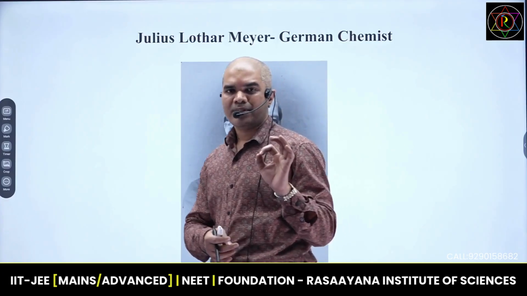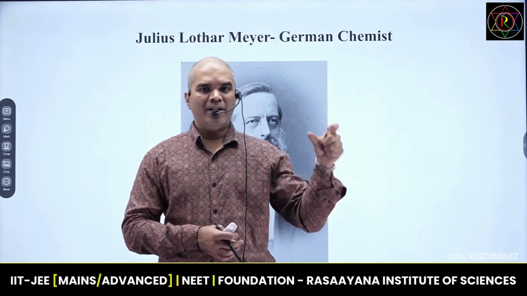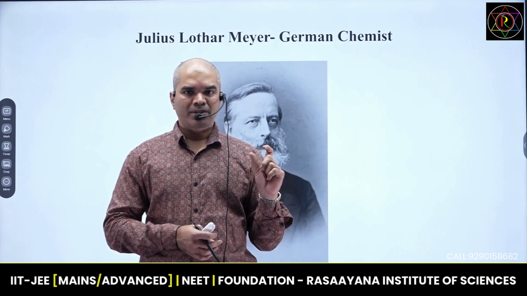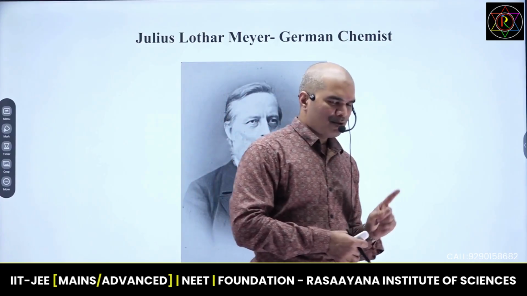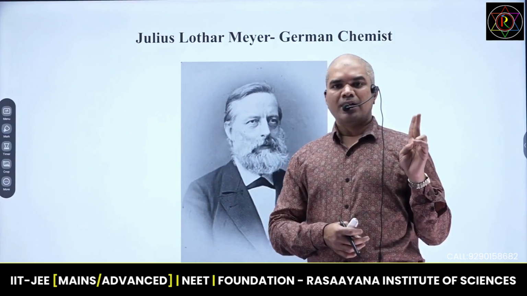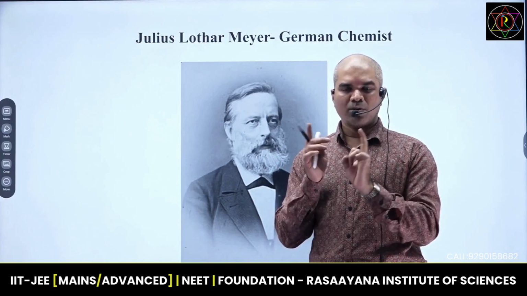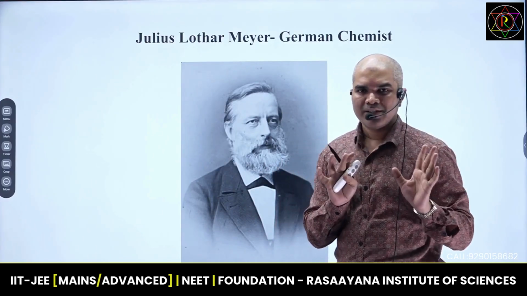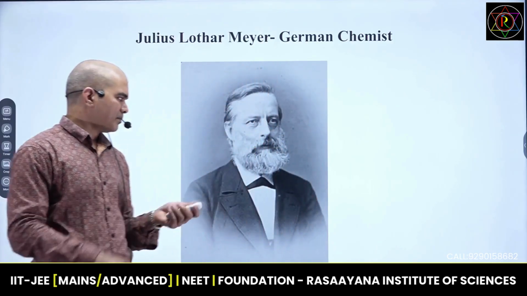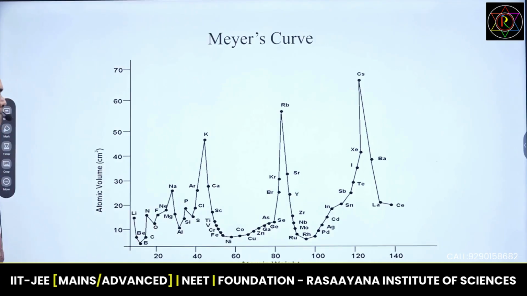On these curves, the elements that were falling at identical points were kept under a group. These are called Mayer's curves. Okay, so when it comes to Mayer, you remember them as curves. Mayer's curves are in accordance with the comparison of atomic volume with the atomic mass. Atomic volume with the atomic mass. Okay, just prepare for about 10 times. Lothar Mayer's curves. Let me show you. These are the Mayer's curves.